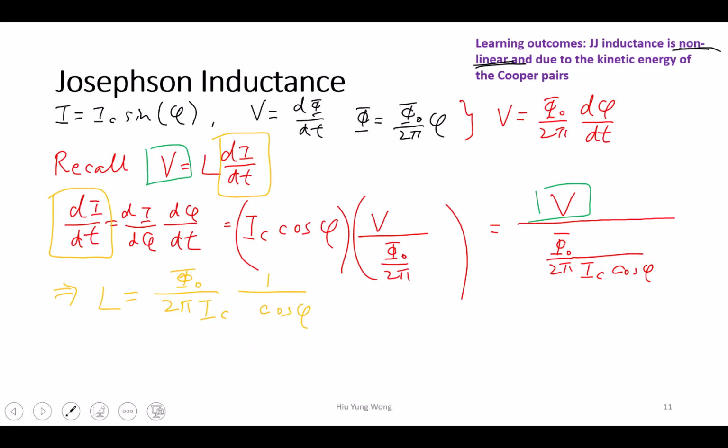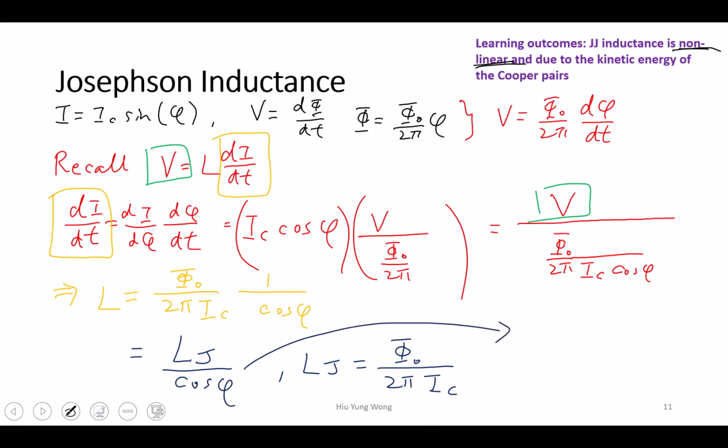Okay? Now I am going to further simplify. I'm going to call this Lj, and then the whole thing divided by cosine phi. Okay, because sometimes people use this symbol Lj to represent this Josephson Junction inductance when the phi, which means the phase across it, is 0. So that's why you see this one is nonlinear. It depends on the phi across it, cosine phi.